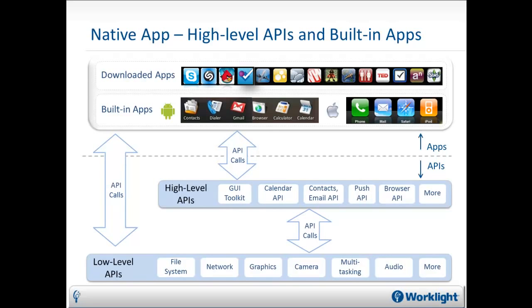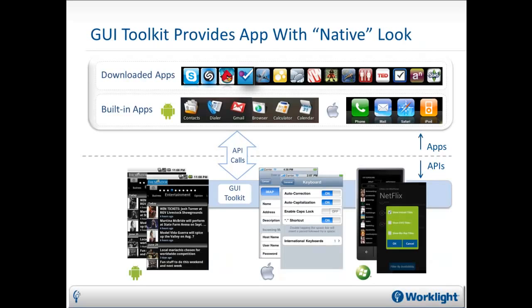Another important set of APIs that the operating system provides is the GUI toolkit. Each mobile OS comes with its own set of user interface components, such as buttons, input fields, sliders, menus, tab bars, dialogues, and so forth. Apps that choose to make use of these components inherit the look and feel of that mobile OS, and these native UI components usually provide a very smooth user experience.